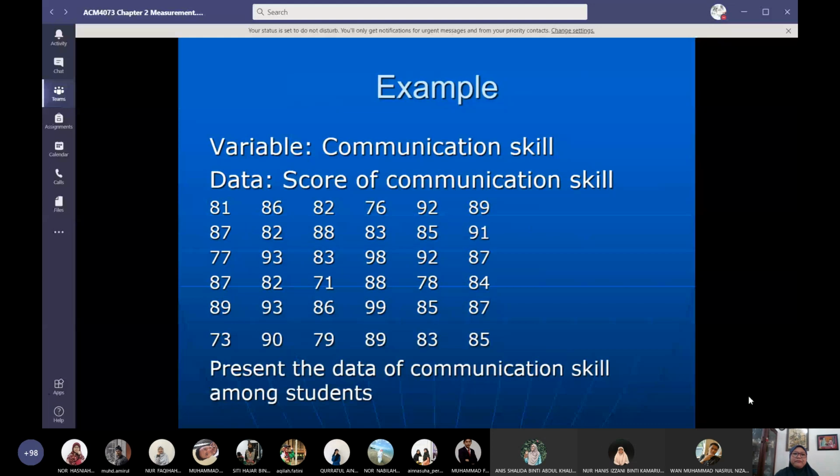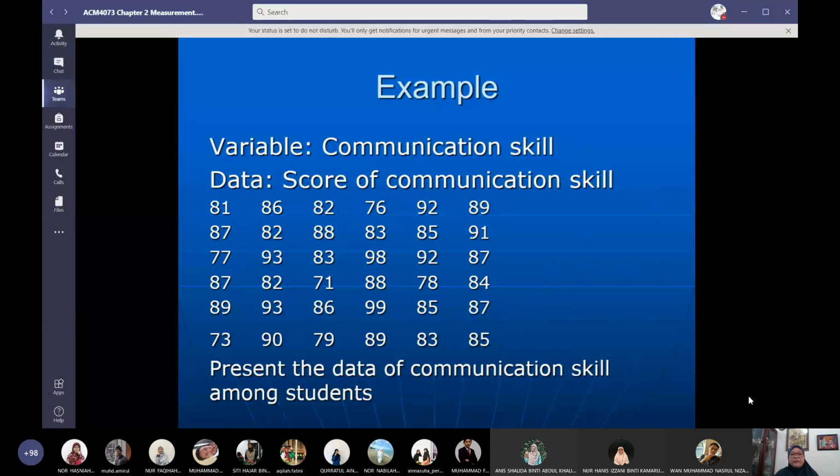Okay, this is an example. The variable is communication skills. Now you have scores for communication skill; you can see on slide 81. How many numbers can we find here? 1, 2, 3, 4, 5, 6 times 6 is 36. Now, how do you organize this data? First, we need to decide the classes and then the interval, the range. How do we put a range into these scores?